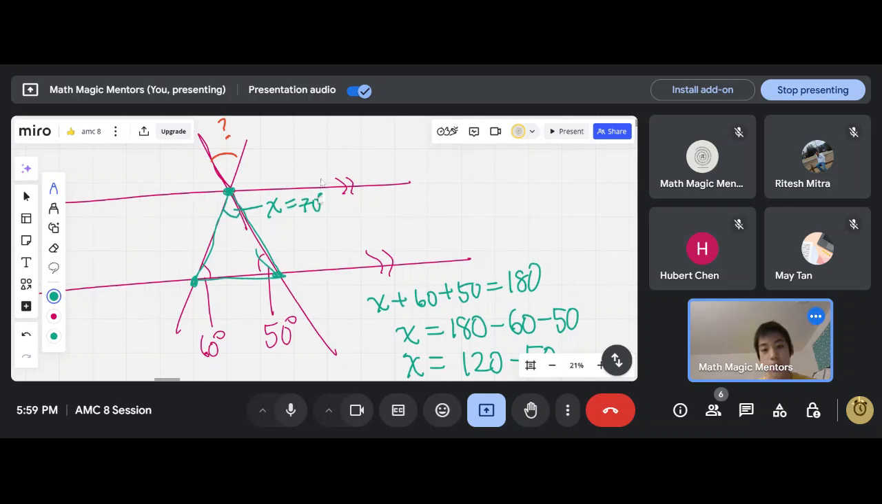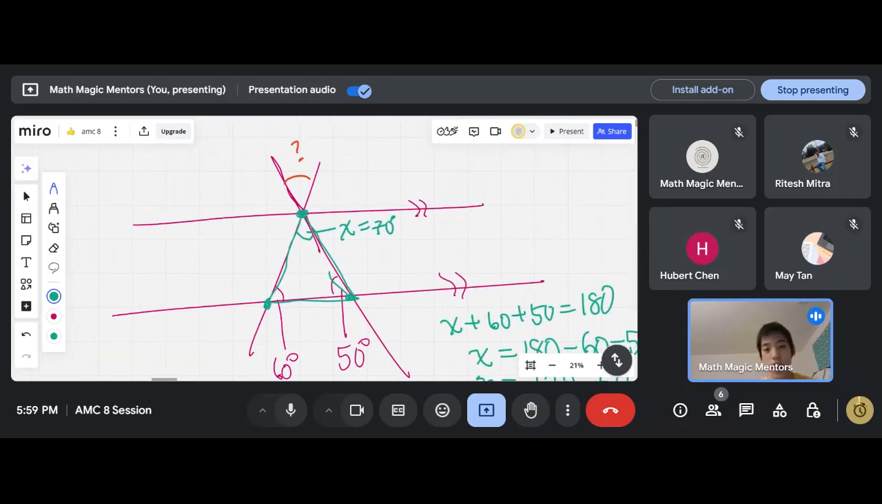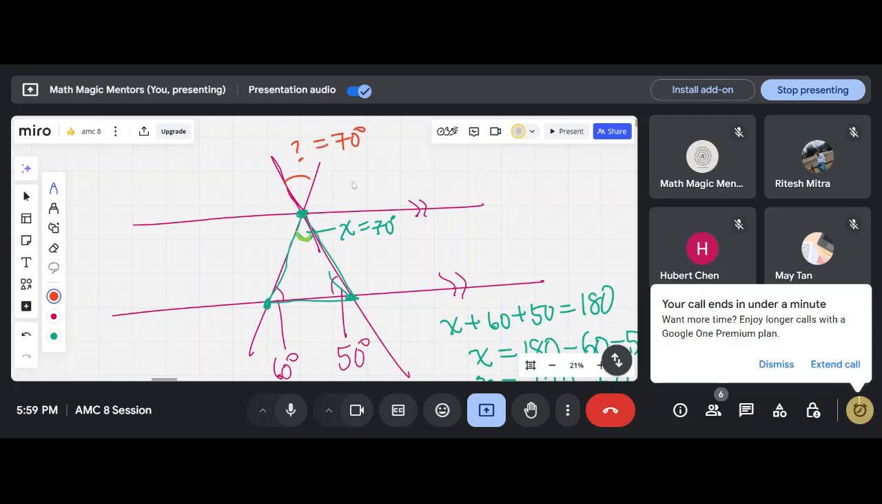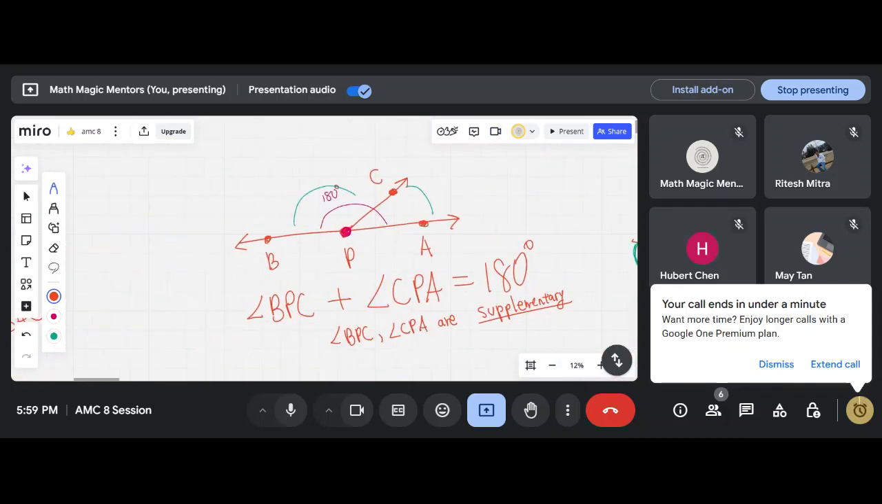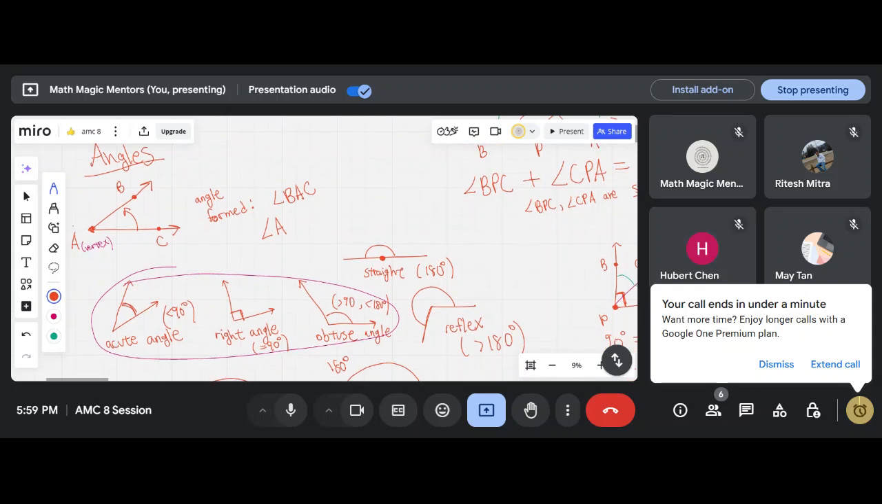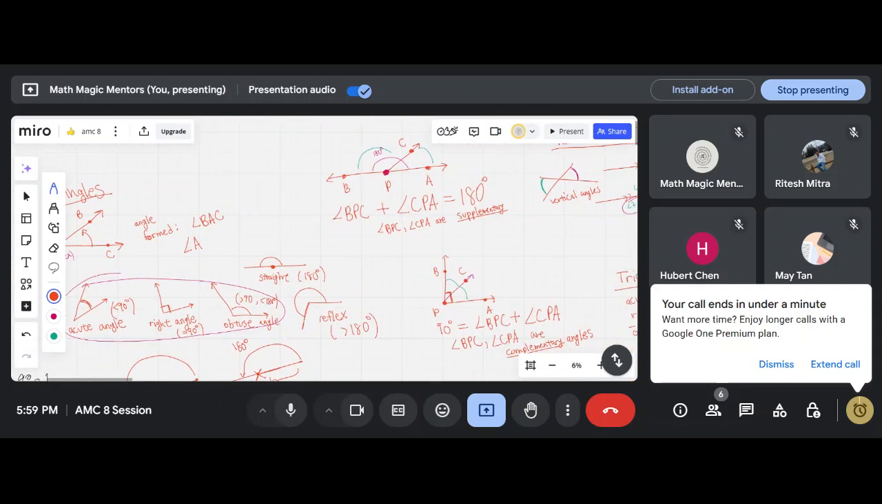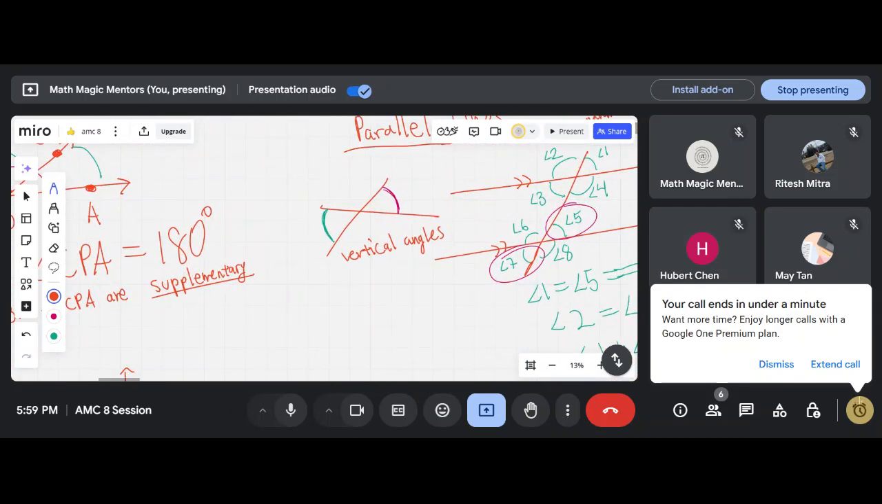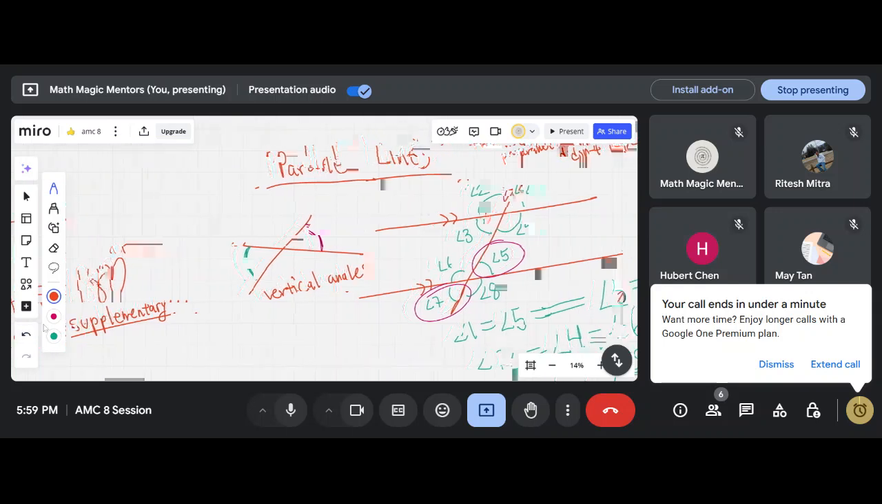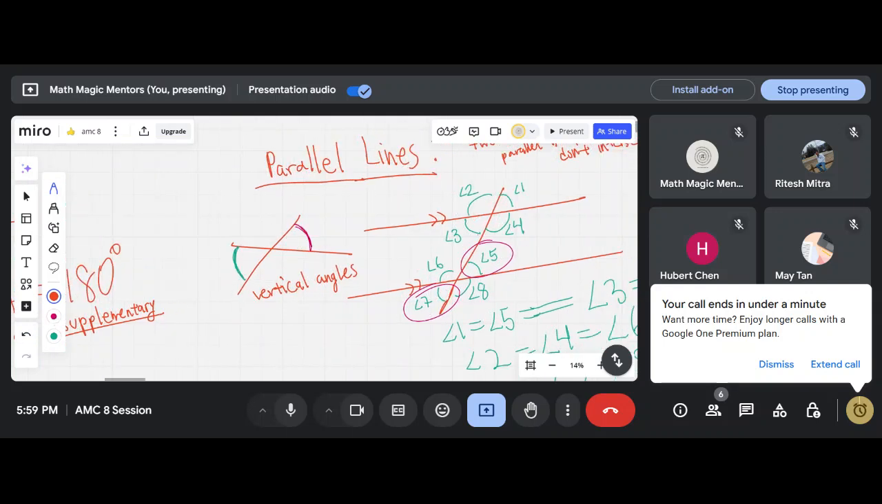And then look what we just did. The red angle and this light green angle are vertical angles. And so the red angle will be 70 degrees because vertical angles are congruent, as we saw right over here. Yeah, vertical angles are congruent. Basically, they're the angles that are opposite at the vertices.